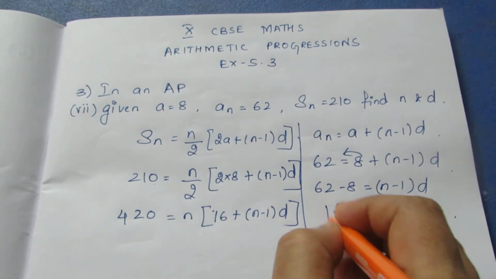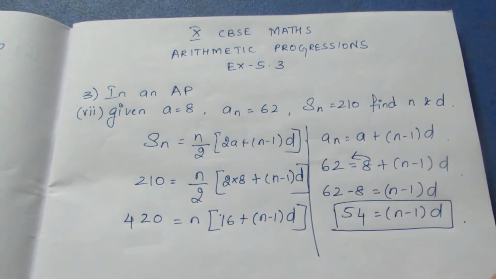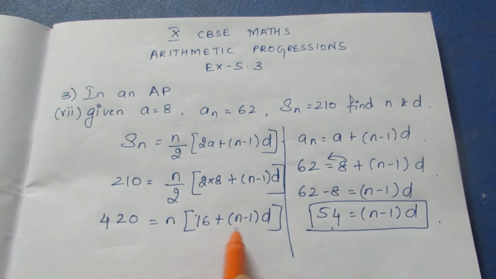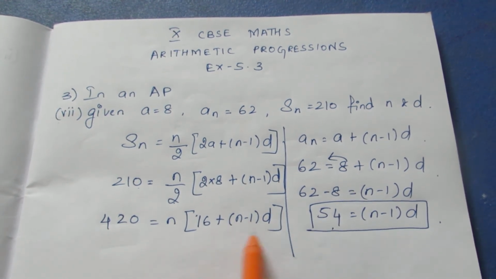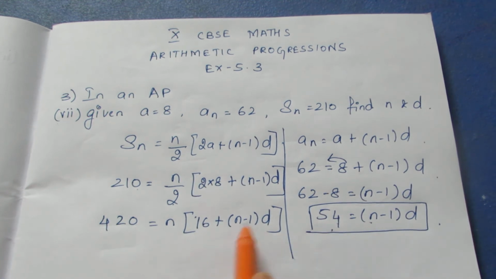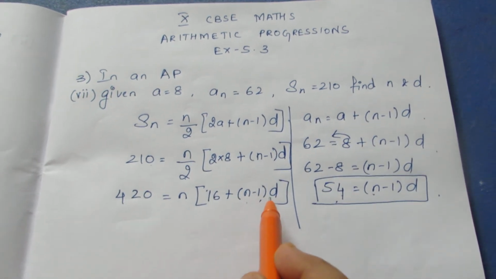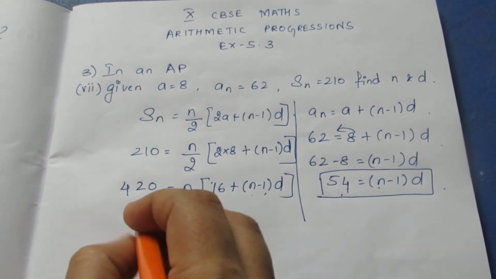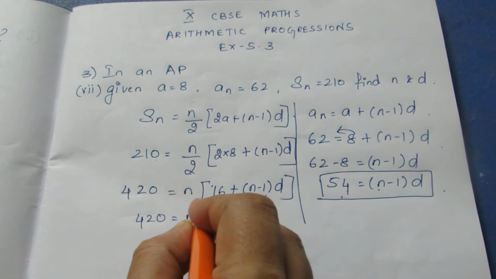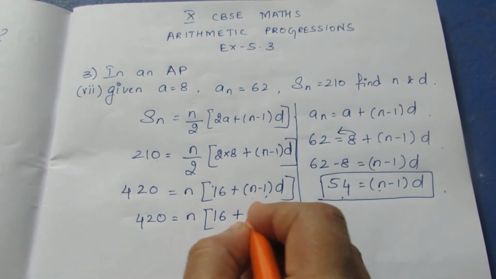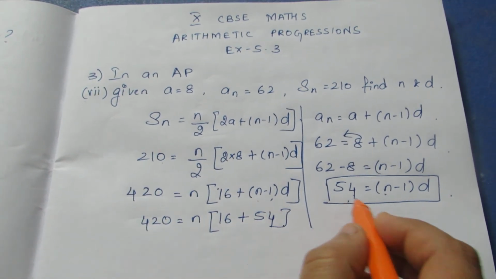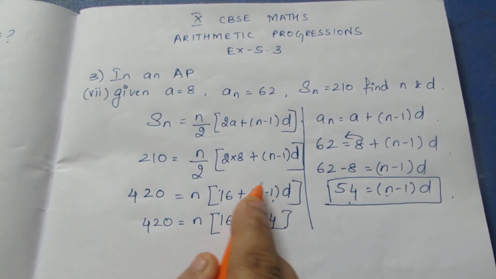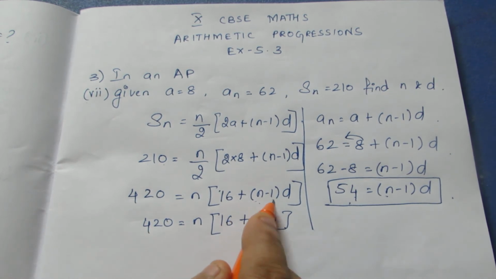What I am going to do is, I know further this I can't solve it, but we know that n minus 1 into d is equal to 54, and here we have n minus 1 into d. Instead of n minus 1 into d, I can substitute 54 to this side so that it will be easy for me to solve, and I can easily find n. So here it becomes 420 into n into 16 plus 54, as n minus 1 into d is equal to 54. I am just substituting the value over here because here we have n minus 1 into d.